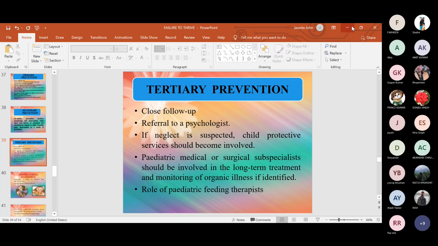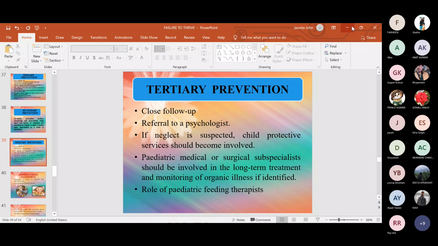Why will these people be involved? Because if there is a need for long-term treatment, or monitoring is required in cases of organic failure to thrive, at that time these people are needed. Then a pediatric feeding therapist, if any gastrostomy has been done or any feeding tube is there, at that particular time these people will be involved.